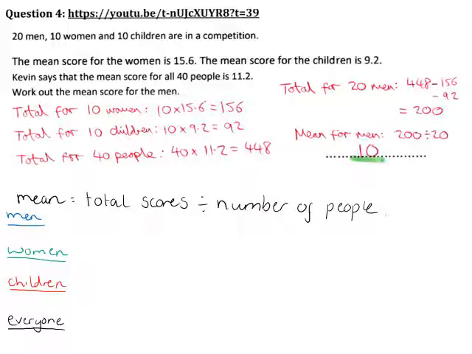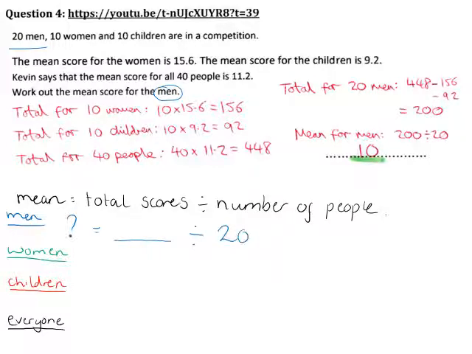So we have 20 men, and we want to work out the mean score for the men. I don't know what that is. I need to get their total scores, which I'm not sure what their total scores is at the minute. I'm not given that in my information. Divide that by the number of men, which is 20.